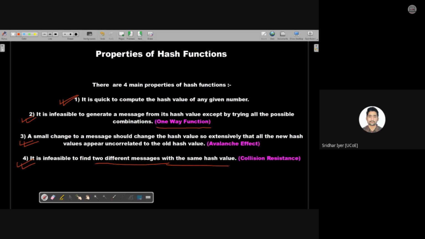Third is avalanche effect. I hope you don't need any more explanations on this. We have covered that a number of times. And finally, it should be infeasible to find two different messages with the same hash value. That is what we call as collision resistance.